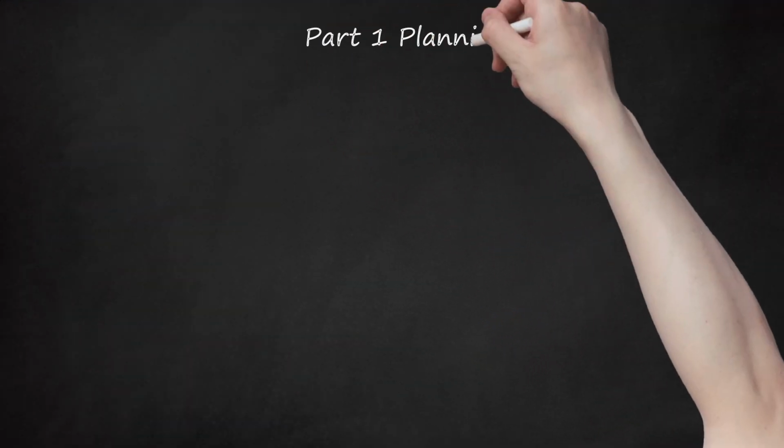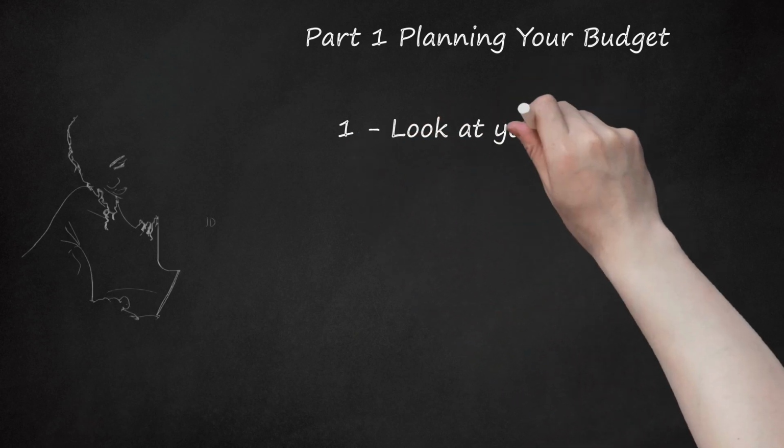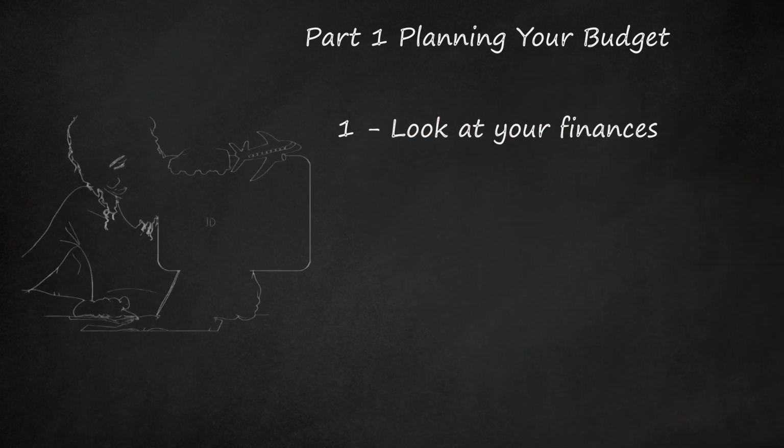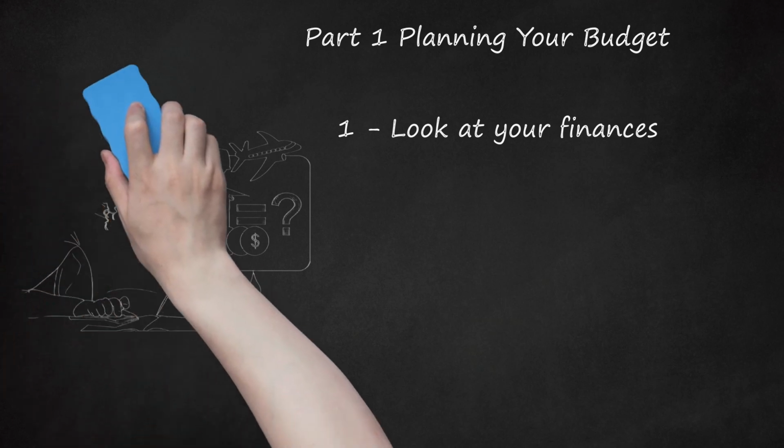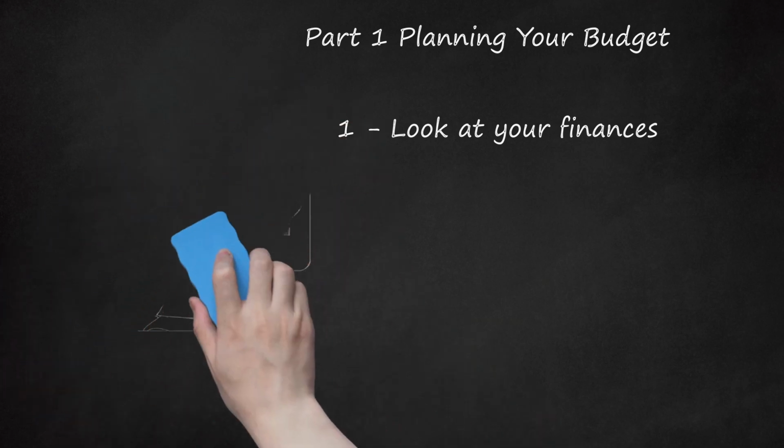Part 1: Planning your budget. 1. Look at your finances. You should look at your current financial situation to determine your vacation budget. If you have been putting money into a vacation savings fund for a few months or years, you should look at how much you have available in the fund. Depending on how long you have been saving, you can determine appropriate vacation options.